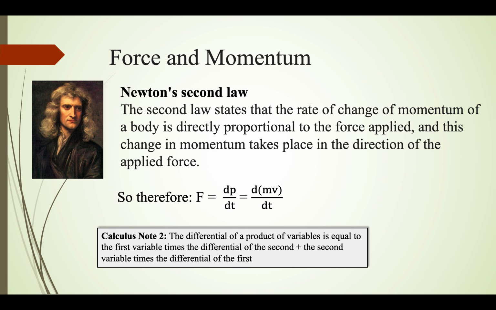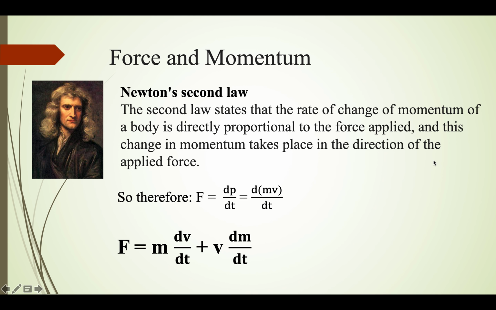And calculus note 2. The differential of a product of variables, because mass and velocity are both variables, is equal to the first variable times the differential of the second, plus the second variable times the differential of the first. And so it looks like this. Force equals mass times the differential of velocity, m dv by dt, plus v times the differential of mass, v dm by dt. And we'll remember this one as equation 2.